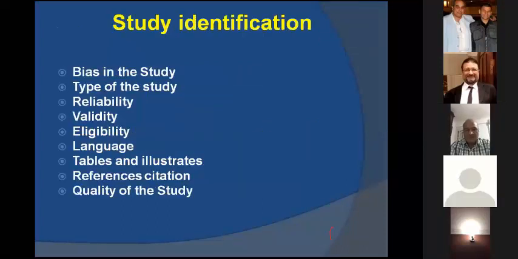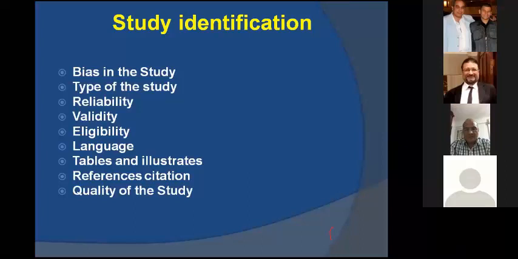Now we have to look for the study and its identification. It is very important to go through these points if you are going to read the paper. How to identify your paper? You have to look for bias in the study. Which type of study are you going to read? What's the reliability, validity, legibility? What's the language the study is written in?